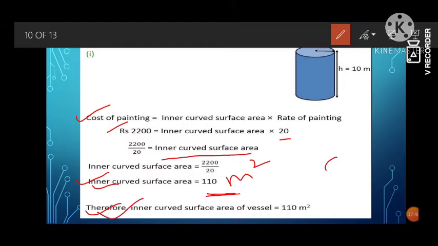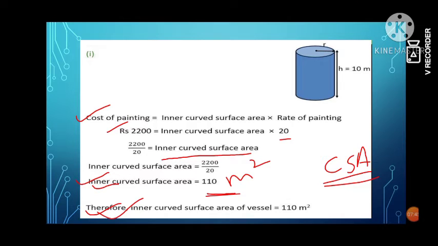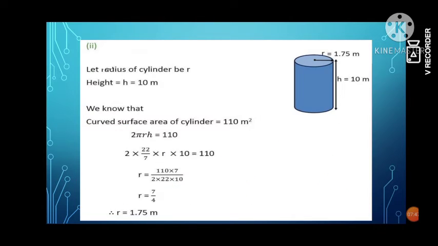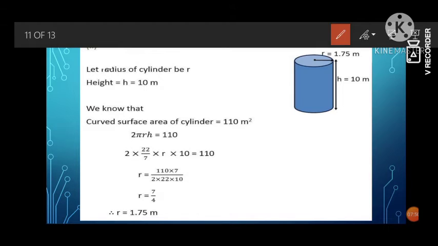This inner curved surface area is nothing but CSA. So we will use CSA's formula to find the radius. In subpart 2 we have to find the radius. So let the radius be R. Height is 10 meter. So the curved surface area is given as 110 meter square, and the formula for curved surface area is 2 pi RH. So in place of pi, since nothing is mentioned, we will use 22 by 7. So 2 into 22 by 7 into R into 10 is equal to 110.